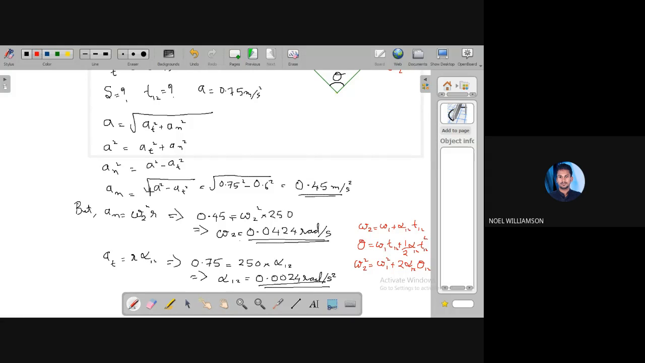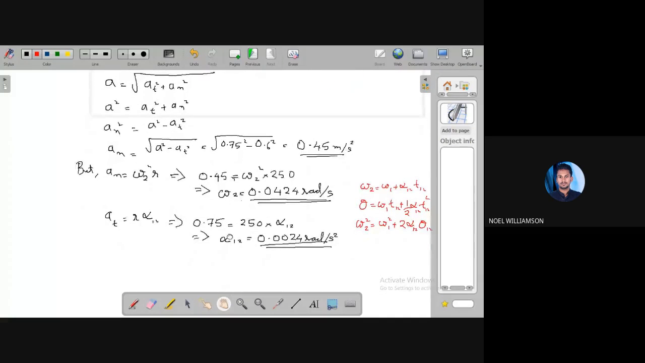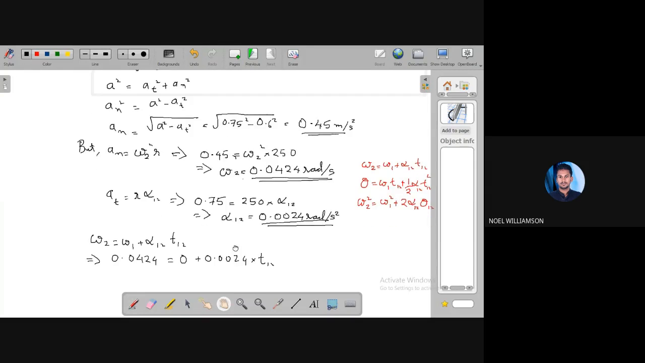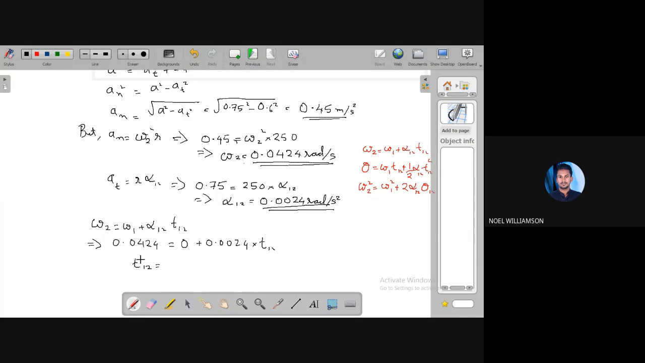From there, using the first relation, omega 2 equal to omega 1 plus alpha 1 2 into t12, you can find the first value, that is t12. That is omega 2 is 0.0424, equal to omega 1, which is 0, plus alpha 1 2, which is 0.0024, into t12. From there you can find the value for t12 as t12 equal to 17.67 seconds.